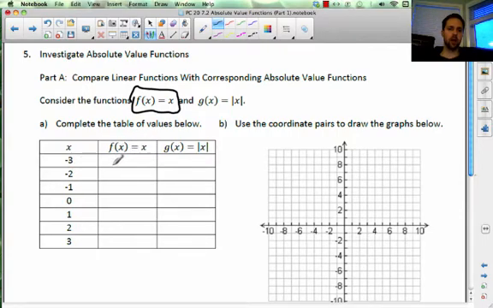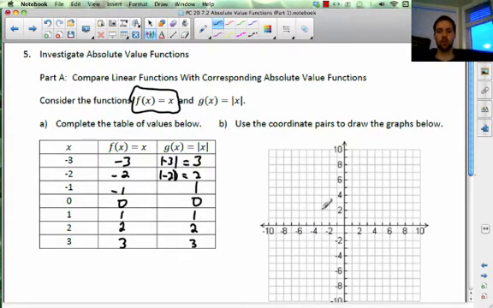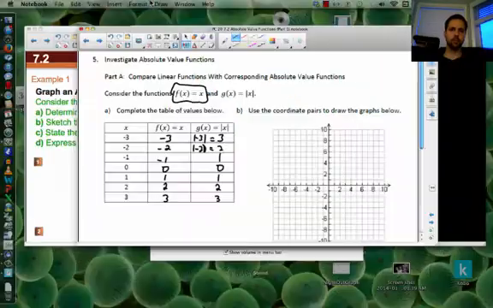If f of x is equal to x, then it will have all the same values, because you plug in this value for x, and that's what you get for f of x. So nothing changes here. Now, g of x is the absolute value of x. So we take the absolute value of -3, which is 3. The absolute value of -2, which is 2. And so on like that. The absolute value of all these positive numbers is also positive.